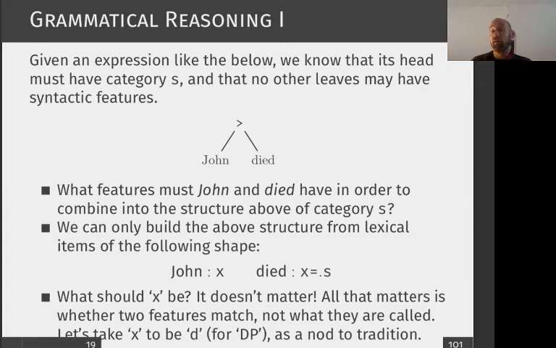And so let's just write D instead, because that's sort of traditional. It's not as traditional as it could be. We could write N, but there's been a disagreement about that, and nowadays the D camp is sort of in the majority. So let's write D. Let's say that the feature X that John has is actually a D, and the features that died has then are D equals and S. We can pick the name of the feature; it doesn't matter, but that shape of feature bundle is the one that the relevant lexical items have to have.